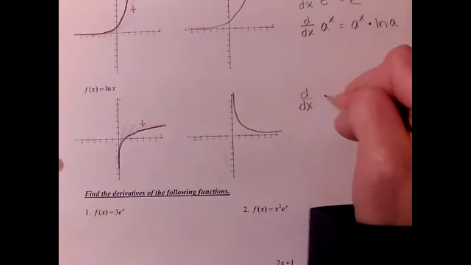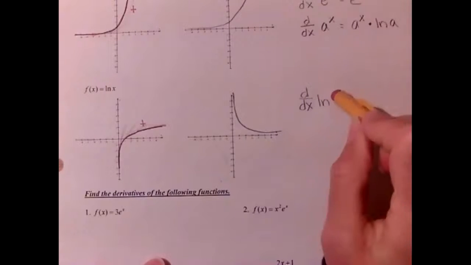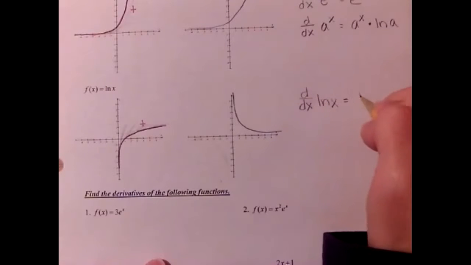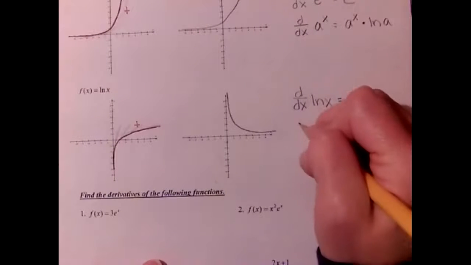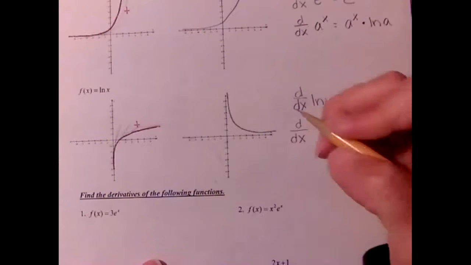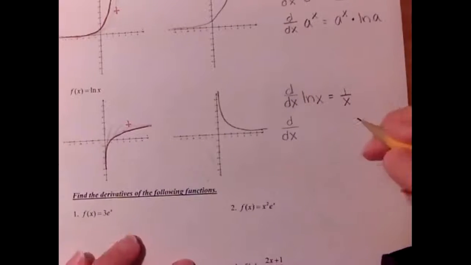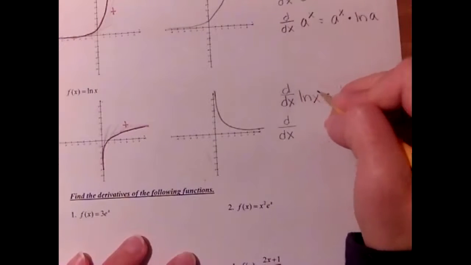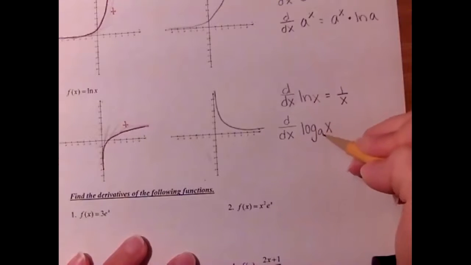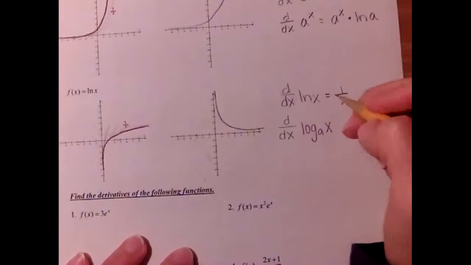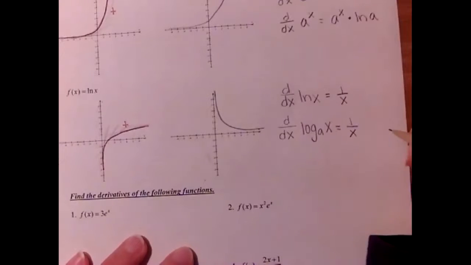So the derivative of ln of x is 1 over x. Again, it does not come up often, but it's technically fair game, so I want to make sure I've covered it. Instead of ln, if you had log with a different base, like log base 3 of x or log base 9 of x, it would still be 1 over x, but you're going to multiply on 1 over ln of a.